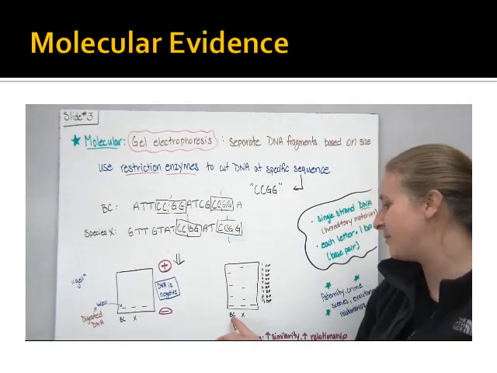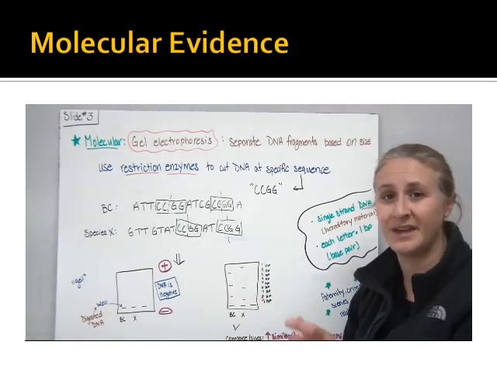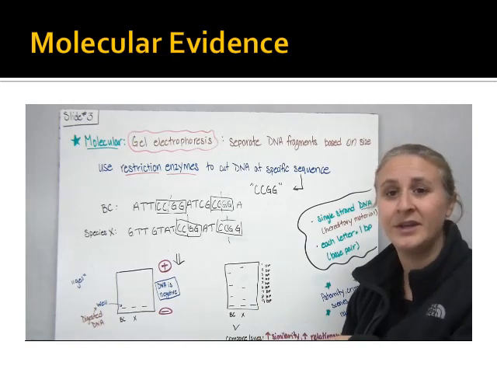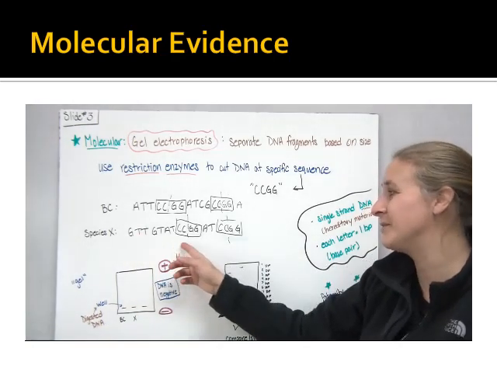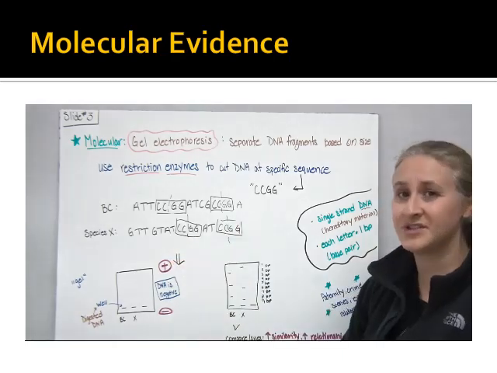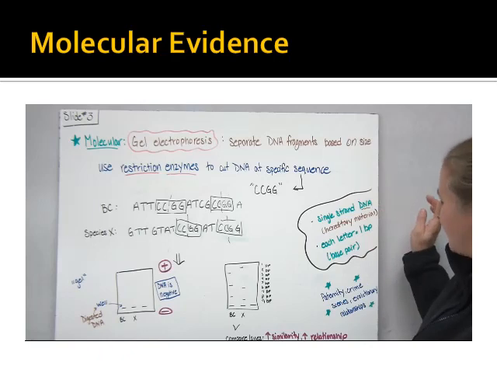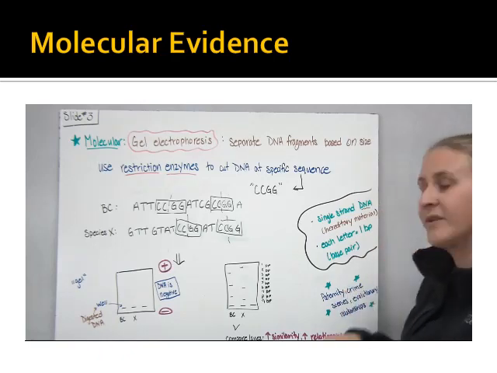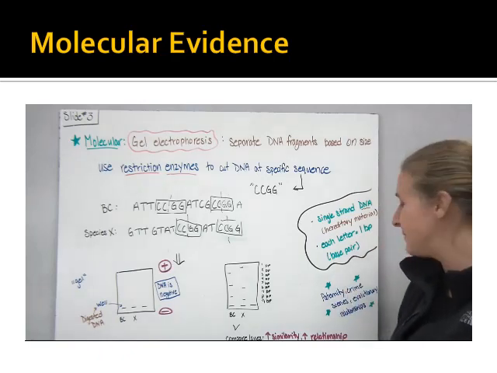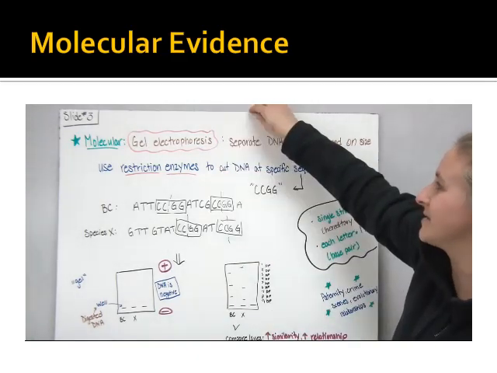So you can see that we have Botanicurus and X, and we would compare the fragments. If they have a similar banding pattern, it would suggest that they have similar base sequences in their DNA, which suggests that maybe they have a common ancestor. Remember that we can use this also for paternity testing and crime scenes. We can do this for evolutionary relationships as we did in this lab.